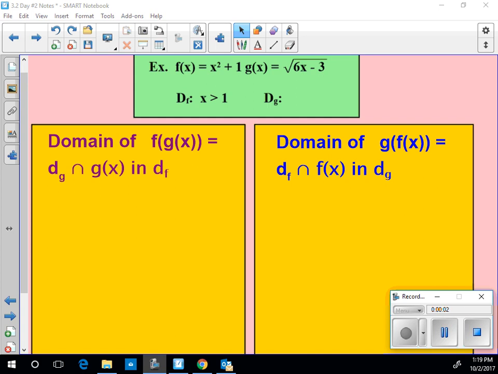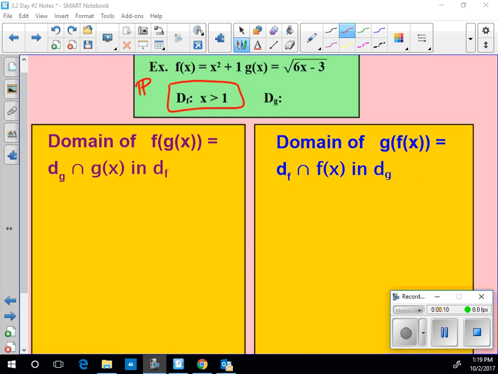Let's go ahead and jump into this one. They've already given us f of x's domain. This is artificially restricted. We know that if there were no restriction, this would be all real numbers because a quadratic has no limit to its domain, no restrictions. To this function, the square root function, we want 6x minus 3 to be greater than or equal to 0. So that means we want 6x to be greater than or equal to 3, which means x is greater than or equal to 1/2. So the domain here is 1/2 to infinity.